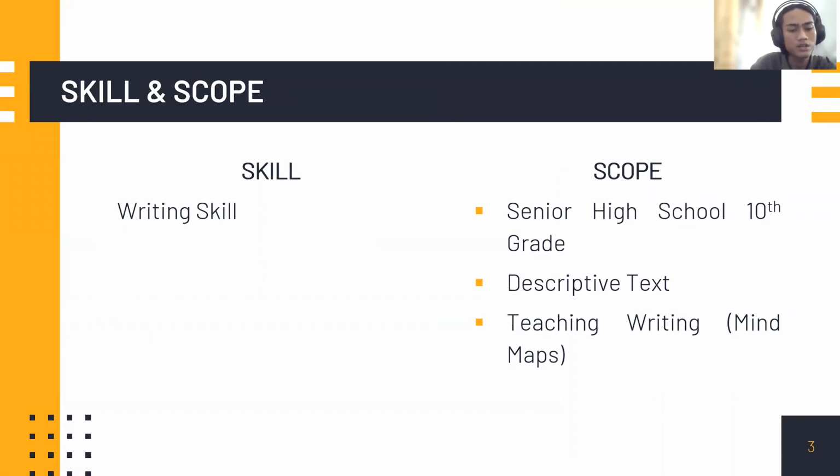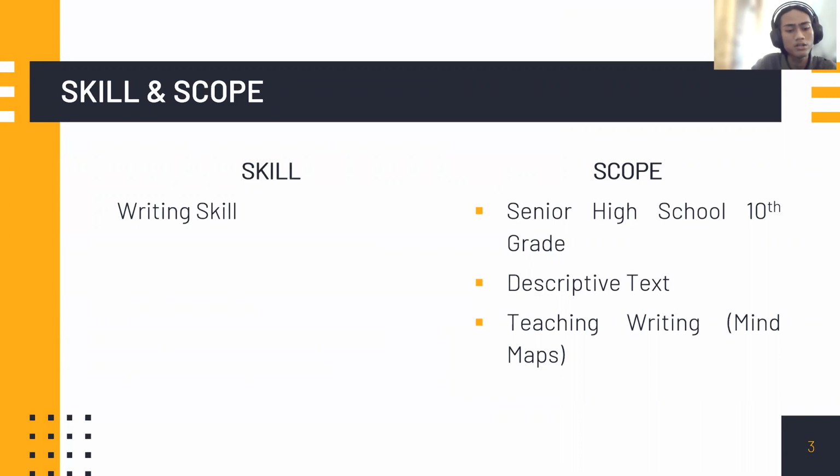The first scope is aimed at what level of school and what grade. So it's aimed at senior high school and for 10th grade students. And the second is what English material is covered. The English material covered is descriptive text. Then the theory relevant to this activity is teaching writing, and the tactic or strategy I use is mind maps.